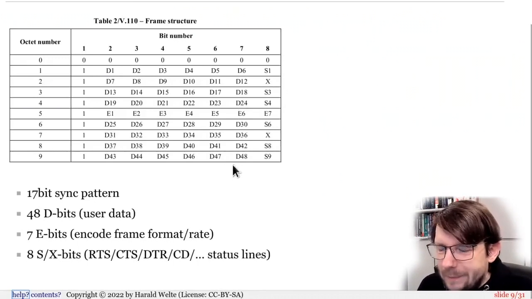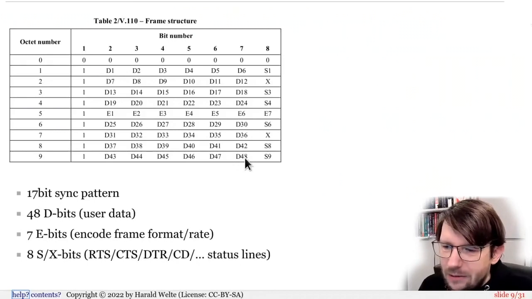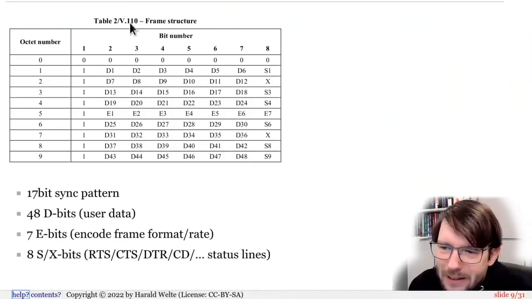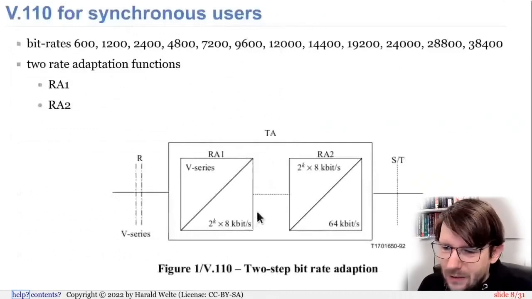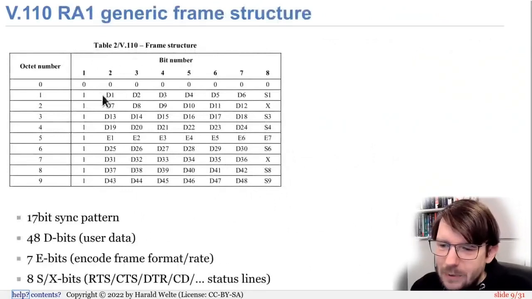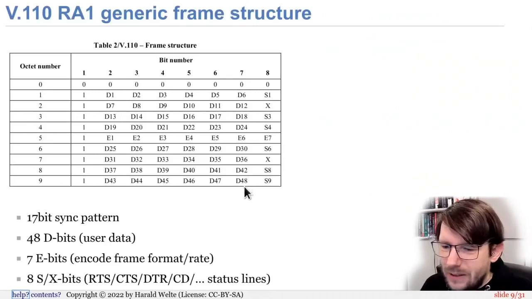Now the question is, how are those user data bits structured in the frame itself? Since the frame rate is constant, of course, we have these 80-bit frames at a constant bit rate. If you remember the last diagram, at the output of RA1 we have either 8, 16, 32, or 64 kilobits. So we have a fixed frame rate to generate in the terminal adapter, and we have a lower input rate of bits from the user side. Now the question is, how do we stuff those D1 to D48 bits in order to achieve the desired user bitrate?